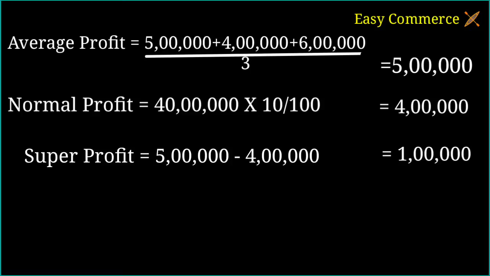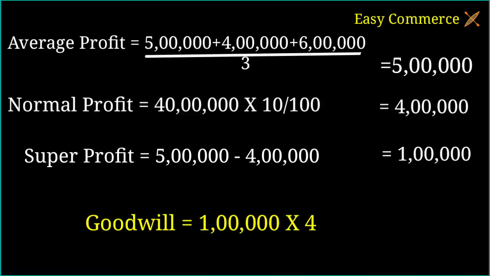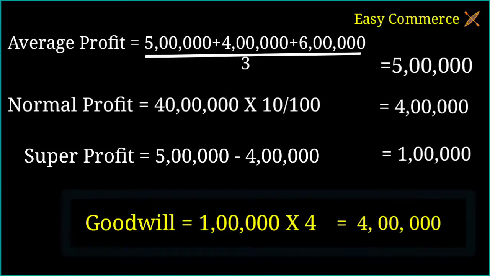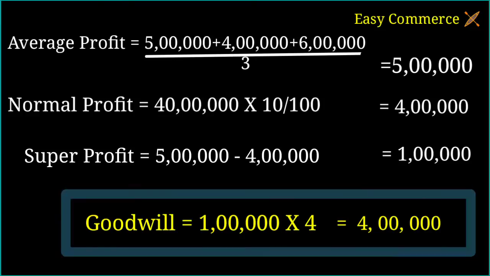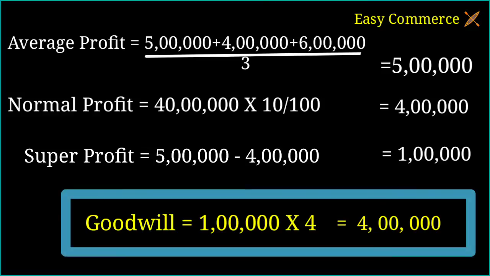The last step, we can calculate the goodwill. Goodwill equal to super profit into number of years purchase. Here number of years purchase given in the question is 4. So super profit 1 lakh into number of years purchase 4. That means 1 lakh into 4. The amount is rupees 4 lakh. So the goodwill under super profit method is rupees 4 lakh. This is the way we are calculating the goodwill under super profit method.